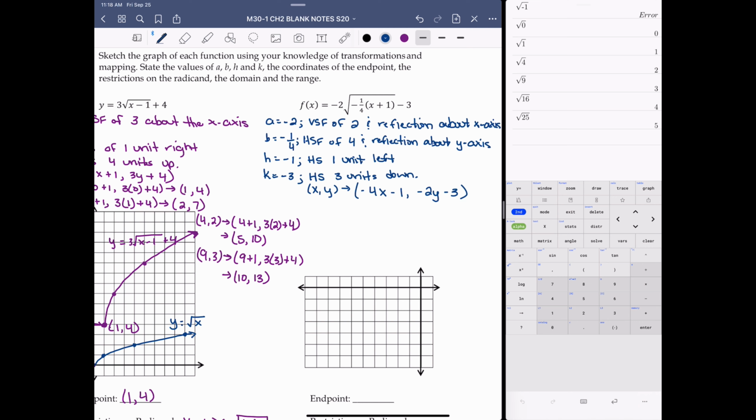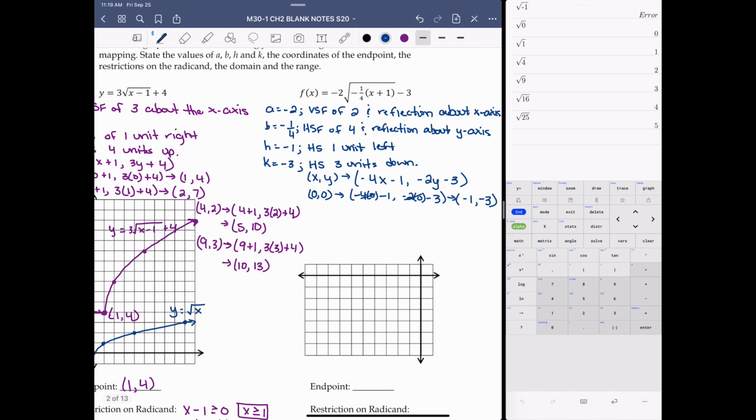Let's apply this to the points of our base function, y equals the square root of x. The endpoint is 0, 0. Sub that in: -4 times 0 minus 1, -2 times 0 minus 3. That would give us, that's 0, so -1 and -3. You can plot that point, -1, -3.